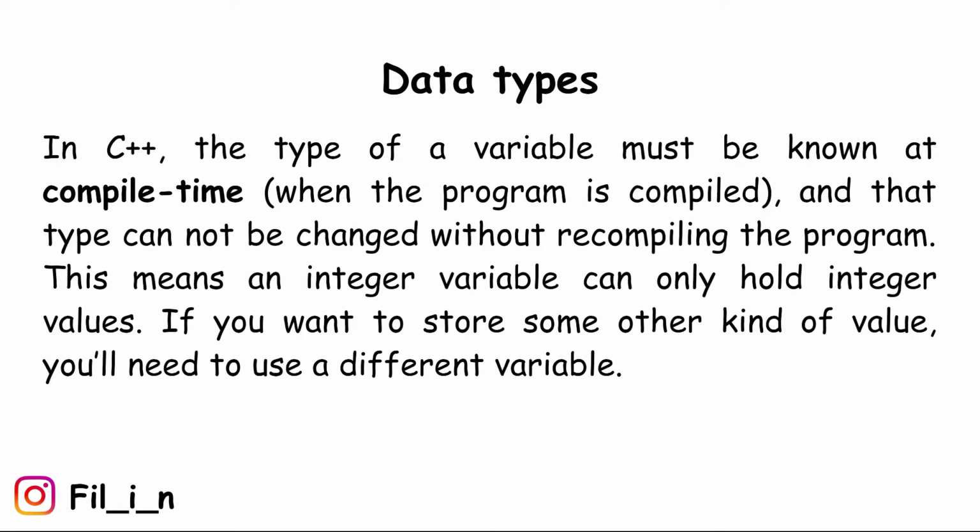In C++, the type of a variable must be known at compile time when the program is compiled, and that type cannot be changed without recompiling the program. This means an integer variable can only hold integer values. If you want to store some other kind of value, you'll need to use a different variable.